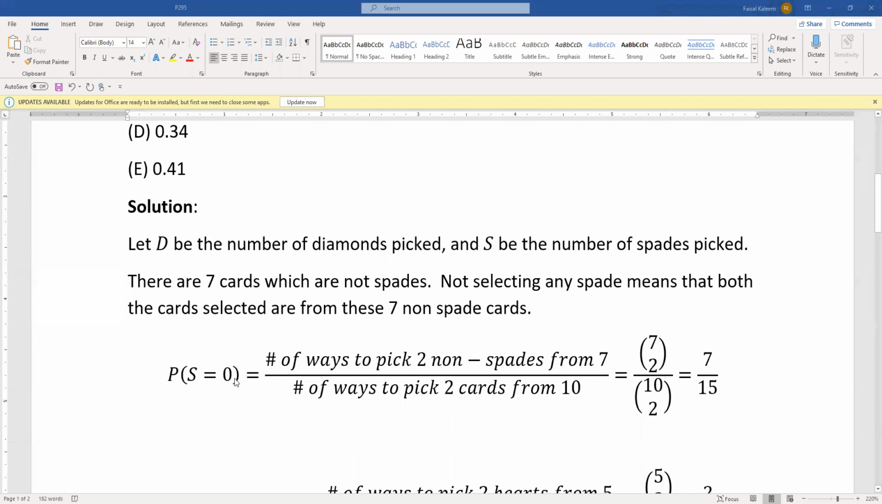So the probability that S is equal to 0 is the number of ways to pick 2 non-spades from the 7 non-spades, divided by the number of ways to pick 2 cards from 10, because we are picking 2 cards in the problem. So 7C2 for picking 2 non-spades from 7 non-spades, and 10C2 for picking 2 cards from 10, and that simplifies to 7 over 15.